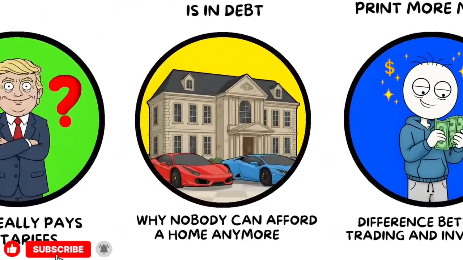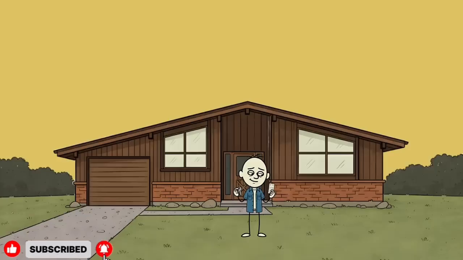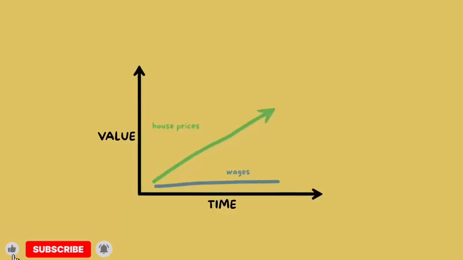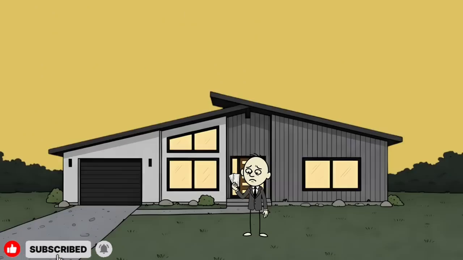Why nobody can afford a home anymore. 50 years ago, a single income could buy a house. Today, 2 incomes barely qualify for a mortgage. Housing prices have exploded while wages crawled forward. The gap between what people earn and what homes cost has become a chasm.